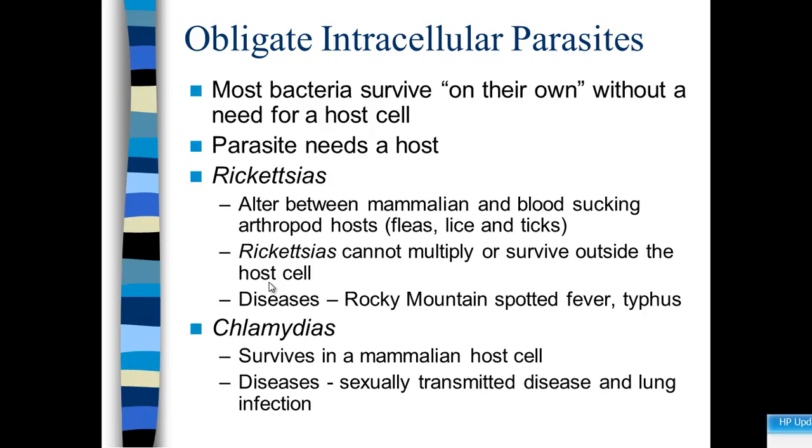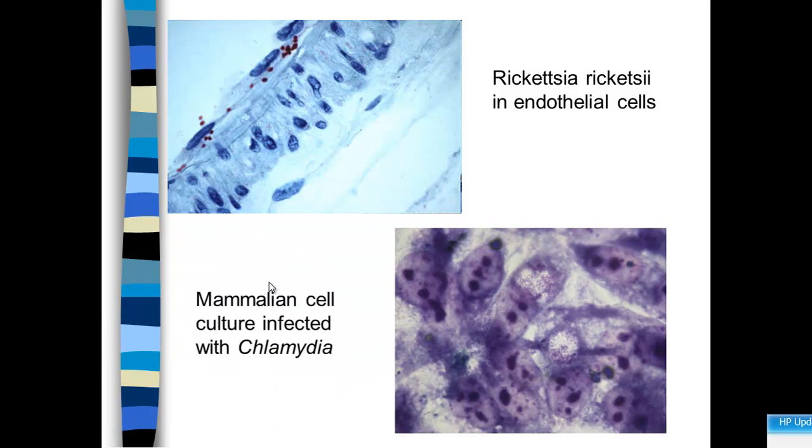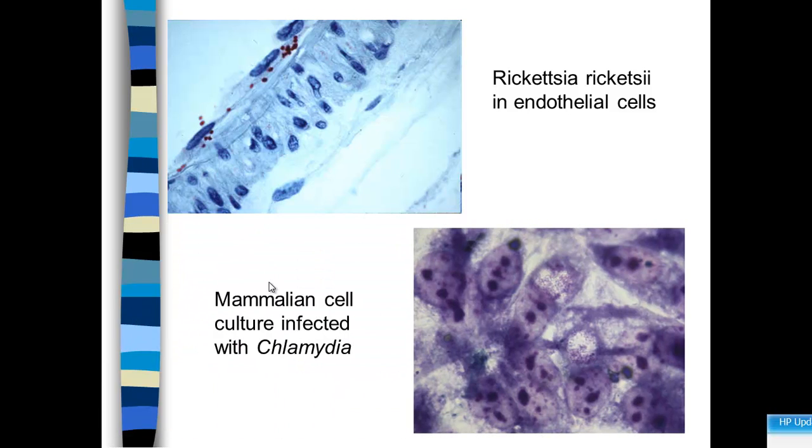Chlamydias, this is a sexually transmitted disease, and it survives in the mammalian host and is transmitted in that way. Okay, here's Rickettsias. In endothelial cells, you can see some cell damage where it's staining dark blue. Here's chlamydia. You can see the individual bacteria in mammalian cells.